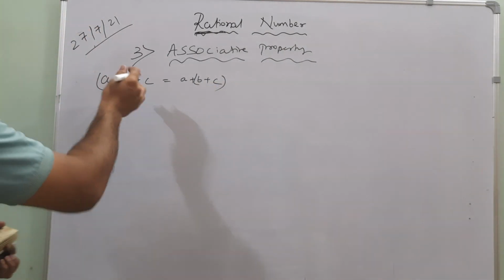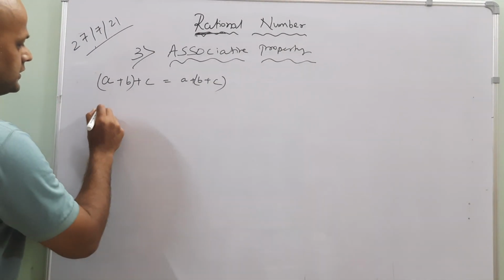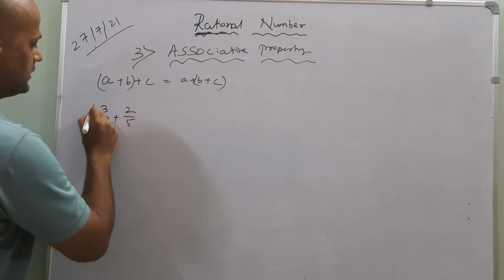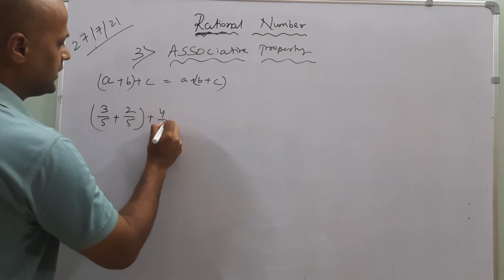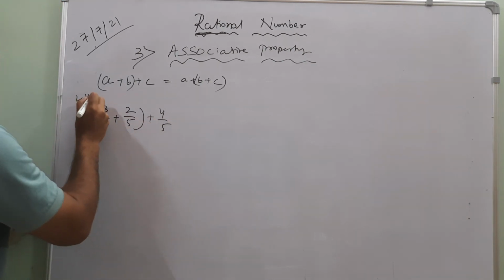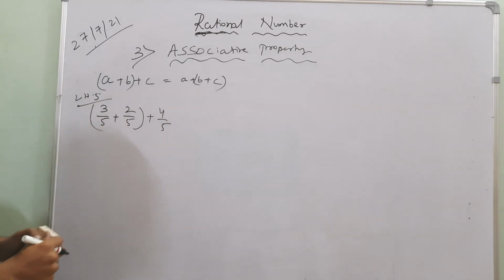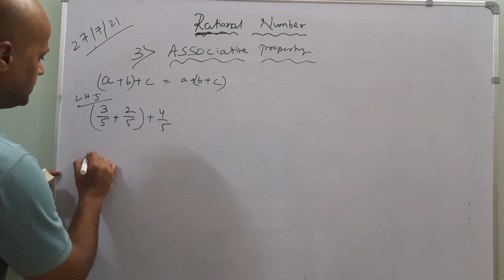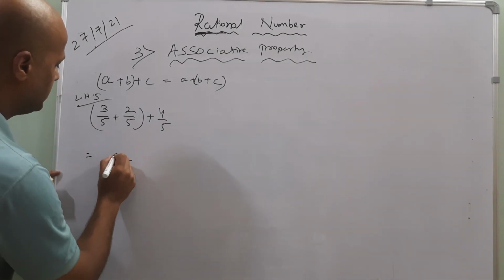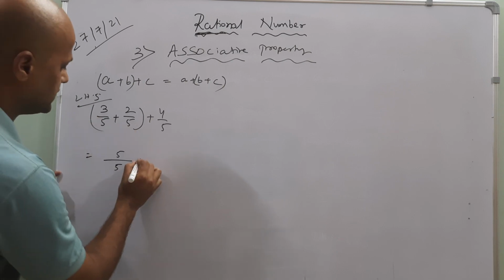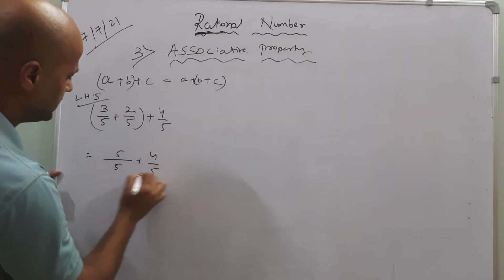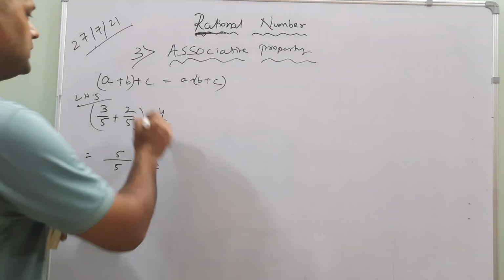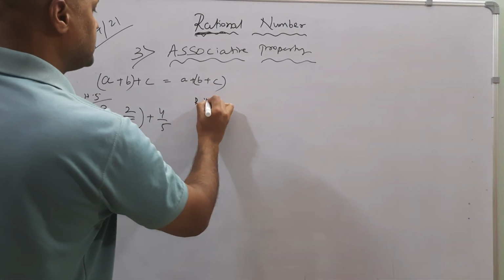Okay, now take the example. 3 by 5 plus 2 by 5, bracket, plus 4 by 5. This is LHS. Whether in the case of addition it follows the associative property or not, just check it. Okay, now how much is it coming? 5 by 5. Don't cancel it so that it will be easy for you. The answer is 9 by 5. This is LHS. How is RHS proved?